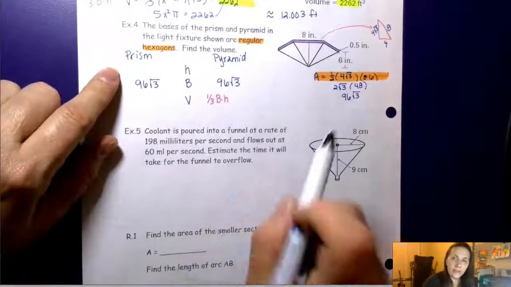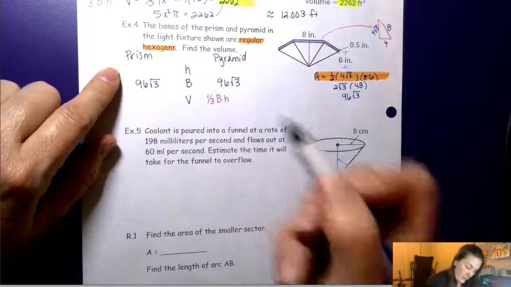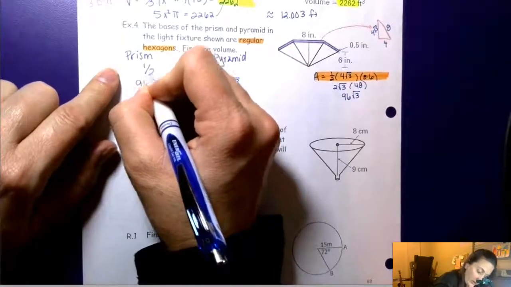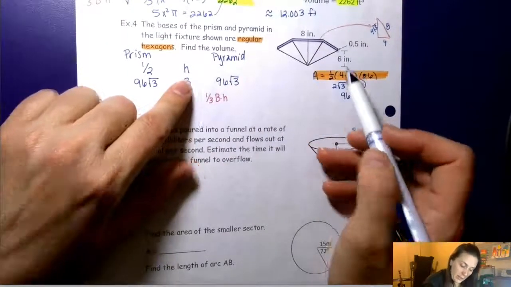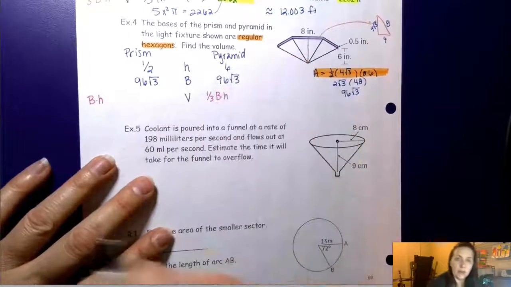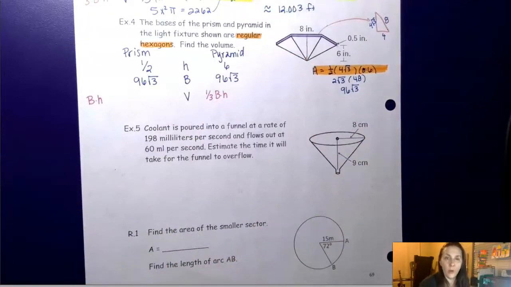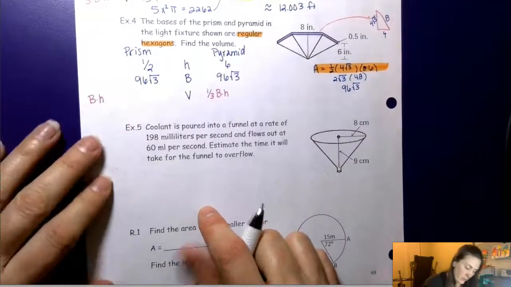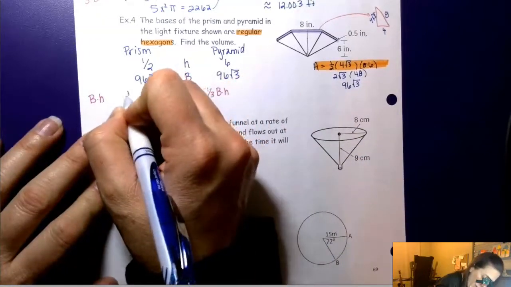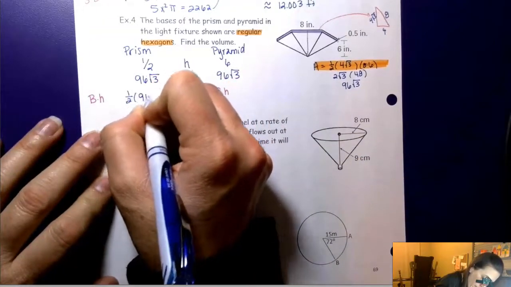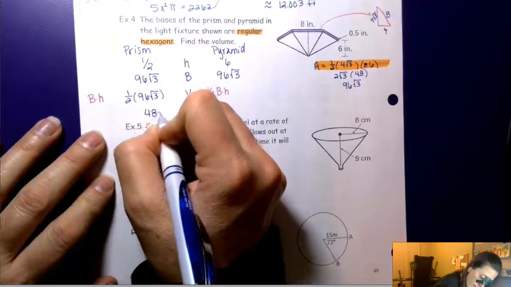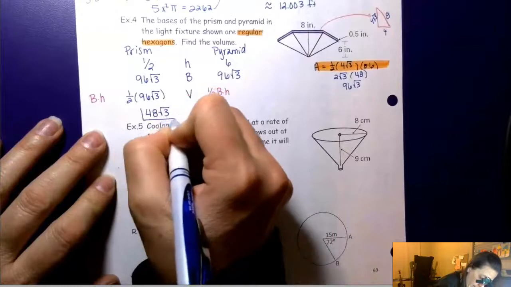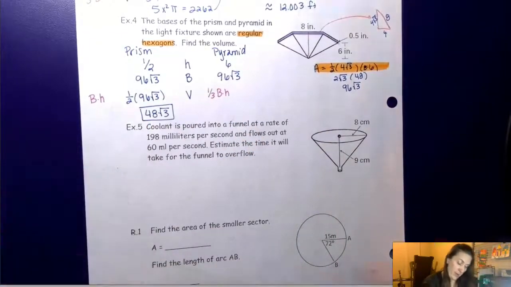Well, the height of the prism is 0.5 up here. I like fractions, so I'm going to write 1/2. The height of the pyramid is 6. So if I want to find the volume of the whole thing, the volume of the prism is going to be 1/2 area of the base, which is going to be 48 root 3. This is the volume of just the prism.